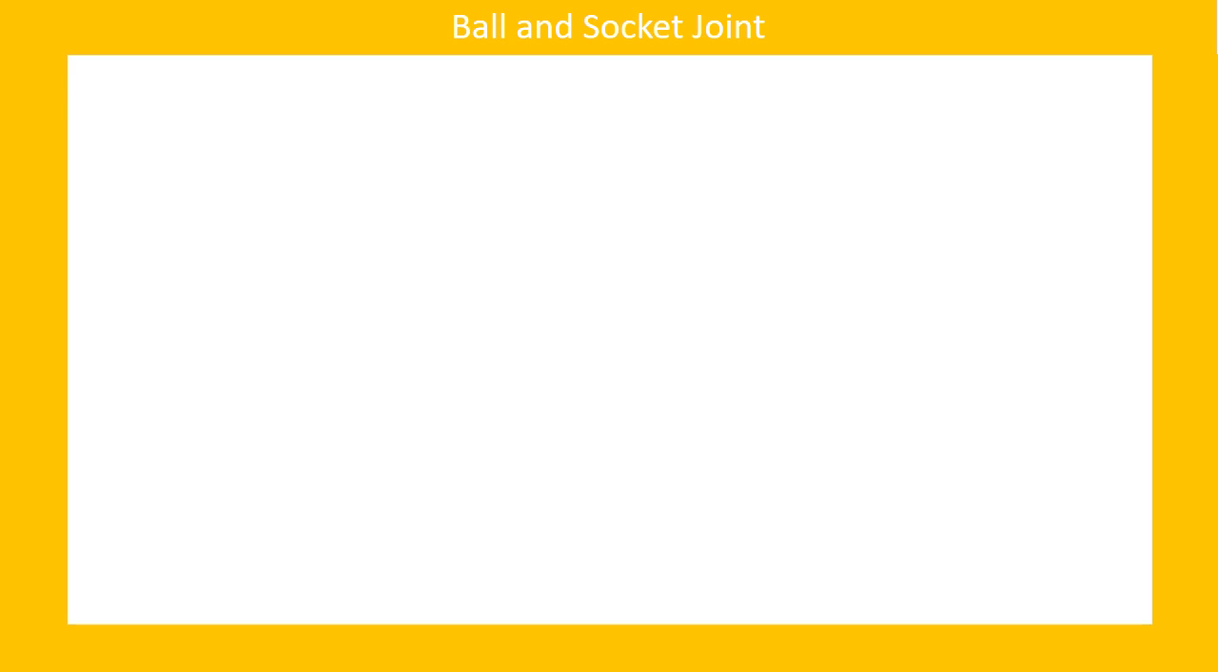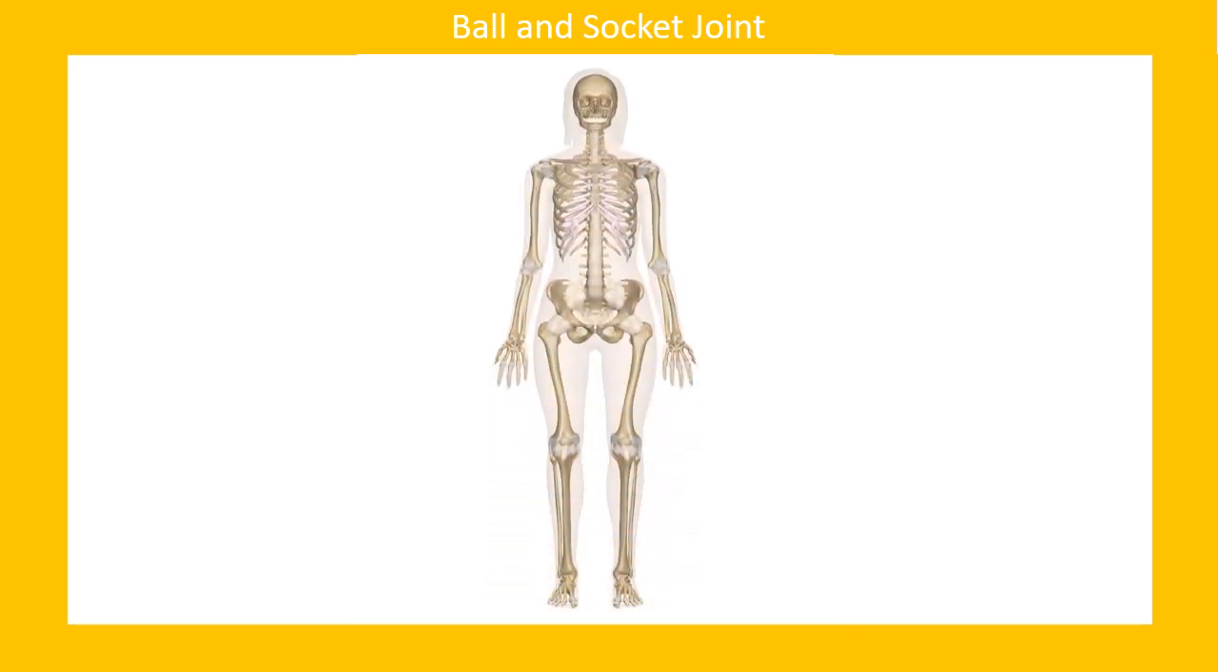Now I will explain what a ball and socket joint is. These are the parts where the ball and socket joint is found. Hip and shoulder joints are the most mobile joints in the human body. As you know, the hip and our shoulder are the most moving joints in our body. They allow us to swing our arms and legs in different directions.